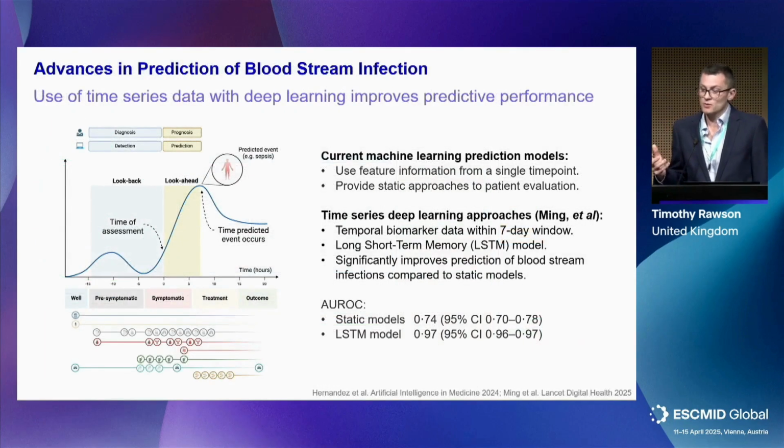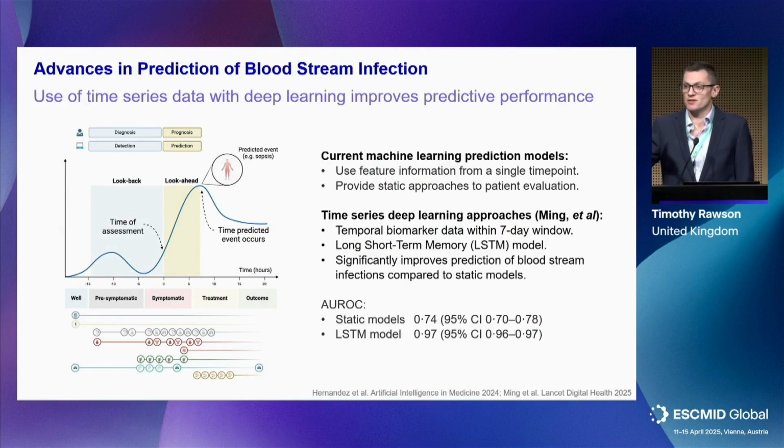But the big challenge with these types of approach is that we often use static information to make single predictions looking into the future. And actually, a way of being able to much more efficiently and optimally use data is to begin to incorporate time series data with deep learning approaches, such as long short-term memory models.